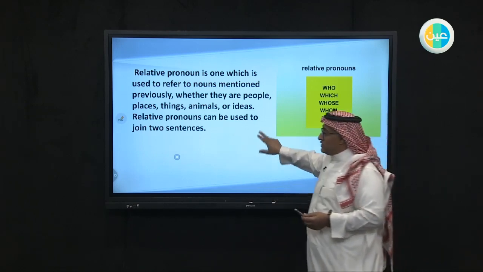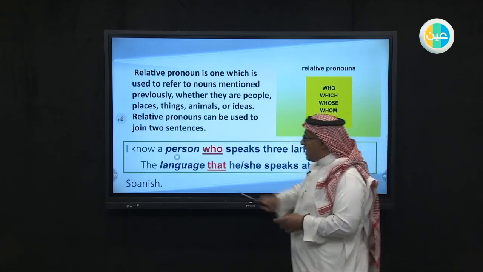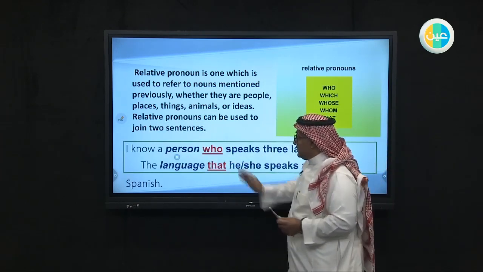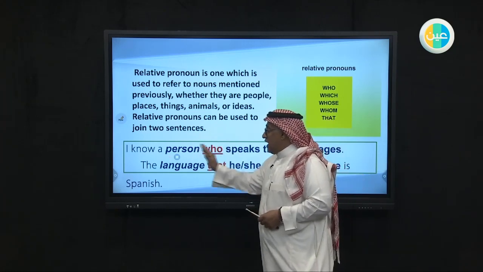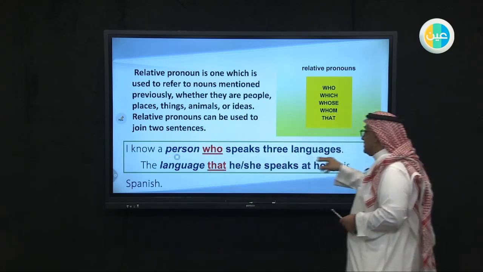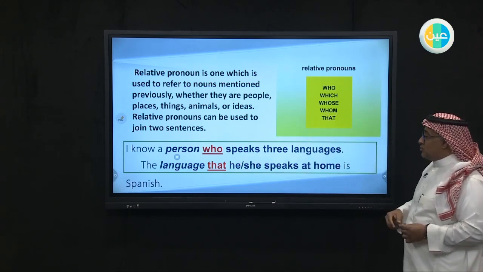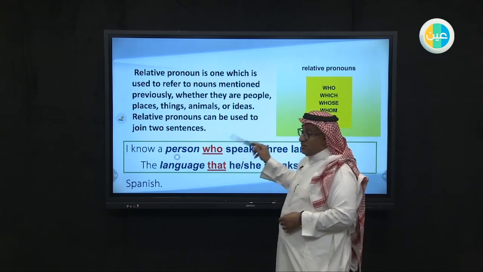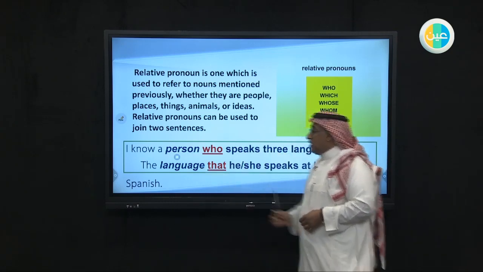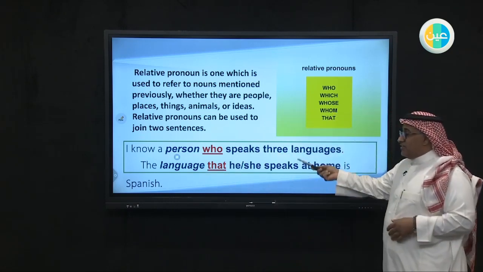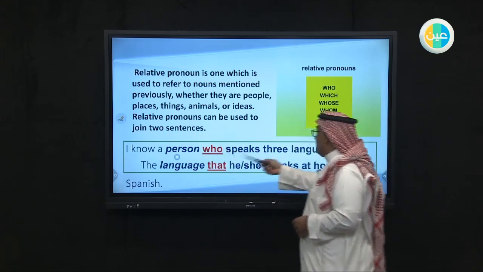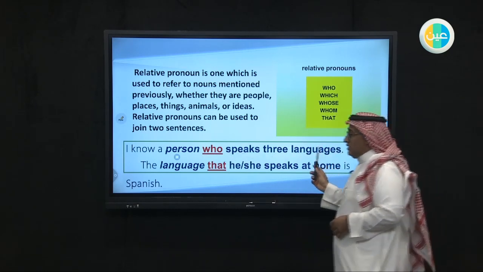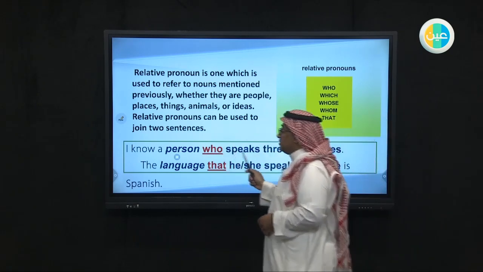Okay, look at this example. I know a person. That's the first sentence. I know a person who speaks 3 languages. Who is a relative pronoun. Relative pronouns بمعنى في اللغة العربية بمعنى الذي، يعني أنا أعرف الشخص الذي يتحدث 3 لغات. Okay, so who comes as adjectives.